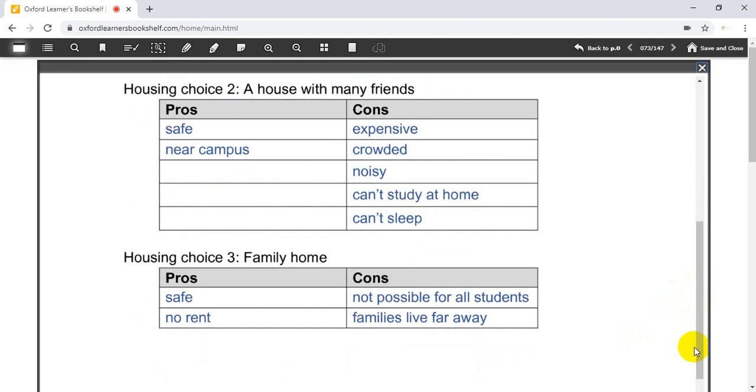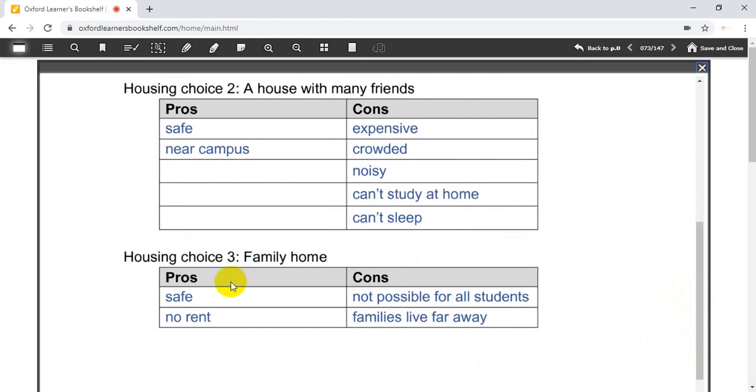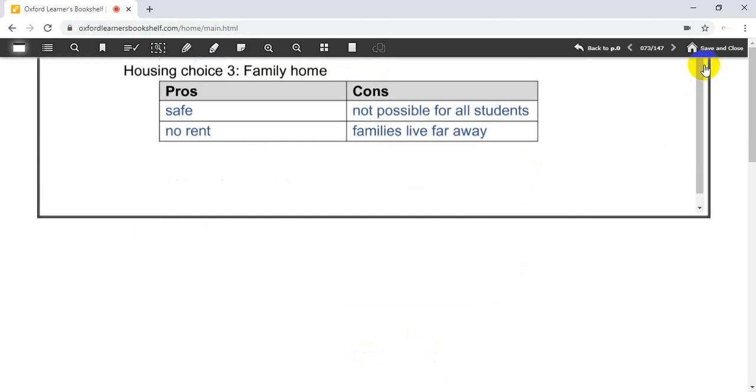The last housing choice was family home. Positive things: safe, no rent, the best thing. And the negative, the bad thing, will be not possible for all students. Families live far away. Your home is usually far from the campus. It's not obvious that your house will be close to the university or the campus. So definitely it will be very difficult. You might need to hire a taxi and you might need to pay a lot for the petrol for the car.